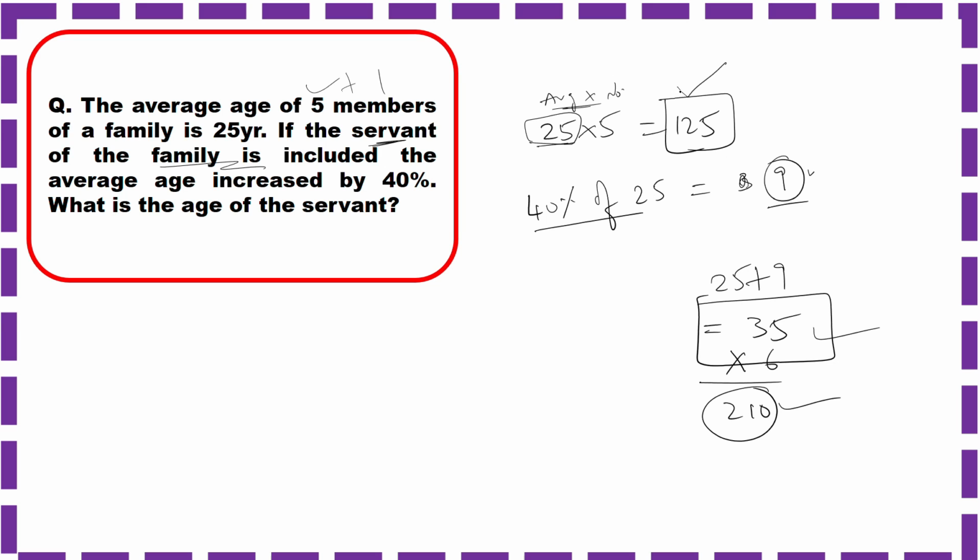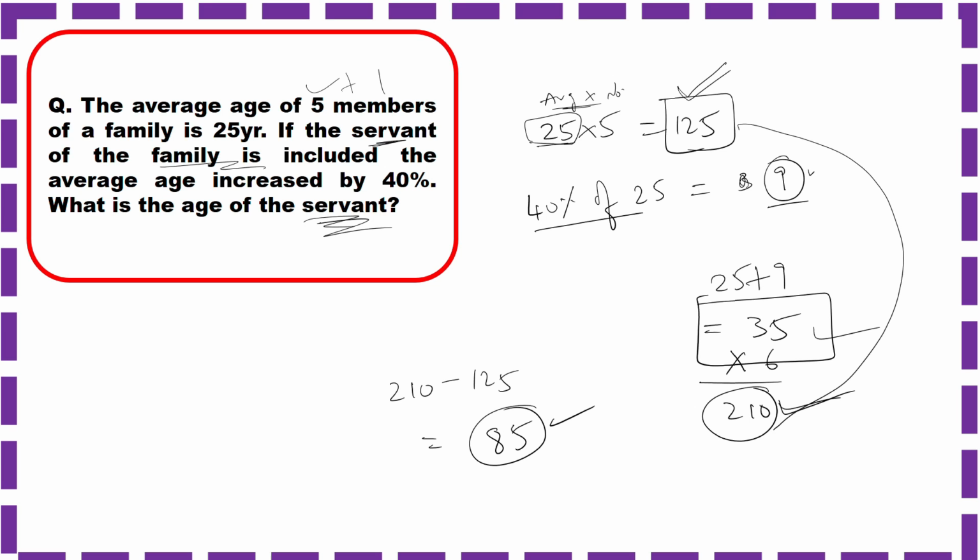So here we had 5 members in the family. Here we have 6 members in the family. So if you just take the difference, what do we get? We get the age of the servant. So 210 minus 125 is equal to 85. So 85 is the age of the servant.